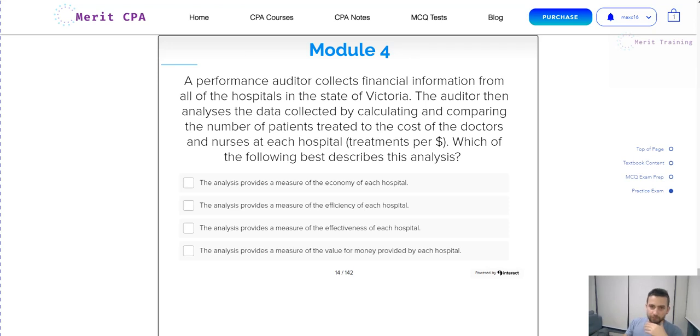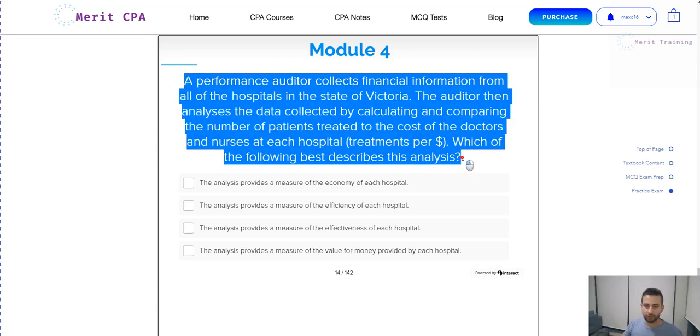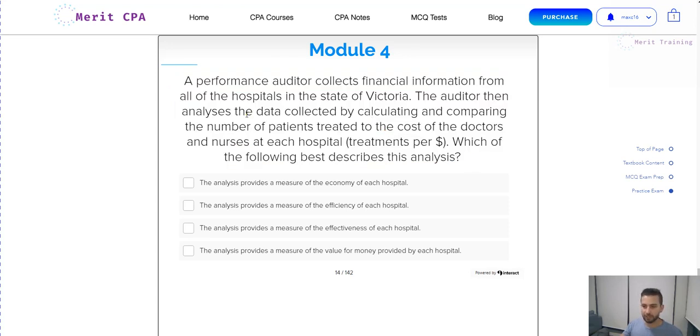So in this case, what we've got here is a number of patients treated to the cost of doctors. So is there any indication that the number of patients treated is reduced and therefore they're just cutting the number of doctors? Because that would be economy. It doesn't seem to be the case in this contextual question. What seems to be happening in here is they're keeping the same number of doctors, right? So the same number of inputs. The inputs are exactly the same, but they're treating more patients per doctor, right?